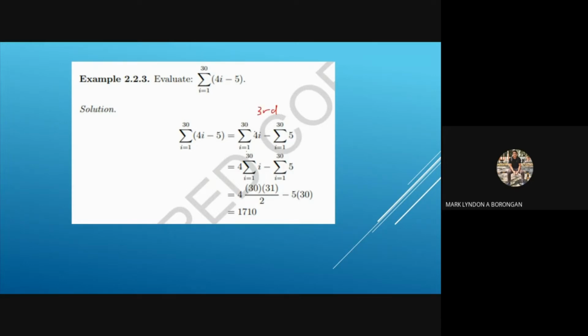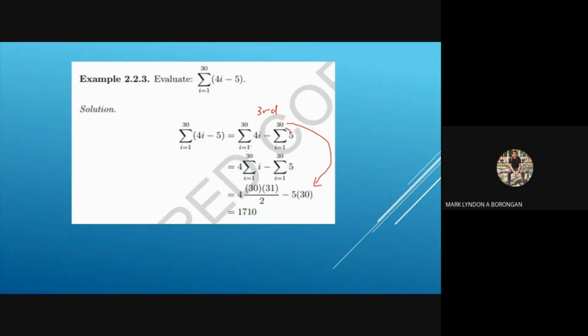So it is now the summation of 4i from 1 up to 30, minus the summation of 5 from 1 up to 30. For this summation of 5, since it is a constant, we can multiply directly. So 5 times 30, just put it straight there. We apply property 1 here.